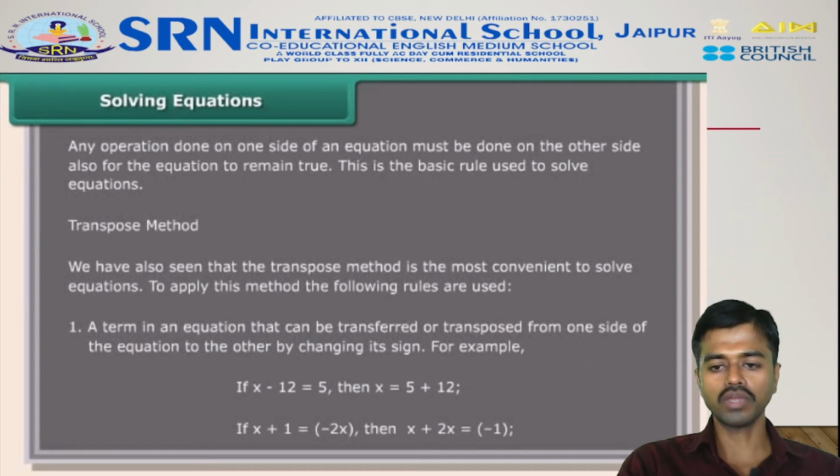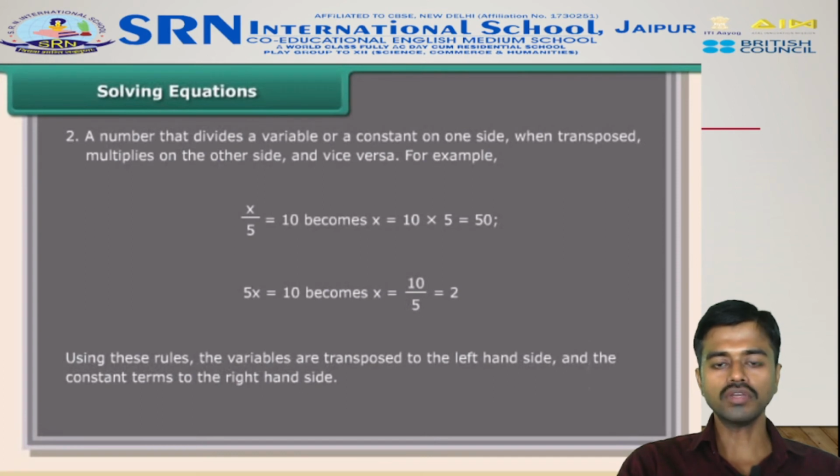So x minus 12 is equal to 5. We will keep the variable at one side and constant on another side so that we can find the value of the variable. So x will be equal to 5 plus 12, meaning minus 12 when transposed to the RHS becomes positive 12. Similarly, we can solve the equations for different questions.